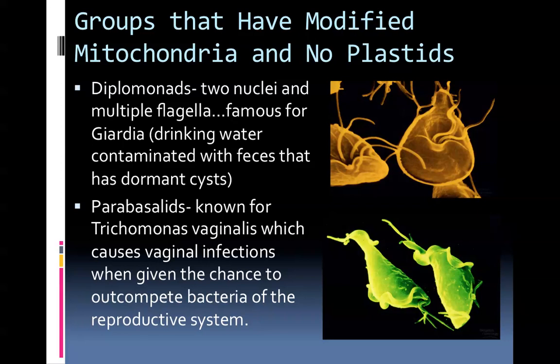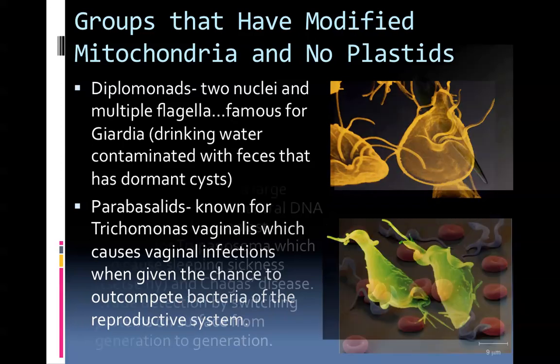All right, there's also a group called the parabasalids, and these are known basically through having vaginal infections. And the reason why these infections flare up is because when you take antibiotics, it kills the bacteria that are naturally living in that environment, and without the competition, this type of protist explodes, and that's what causes the infection. So that's another group that has modified mitochondria and no plastids.